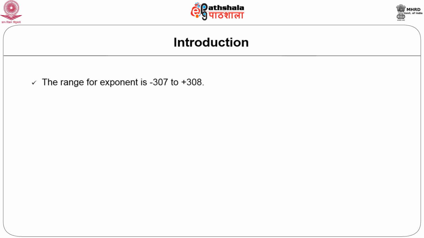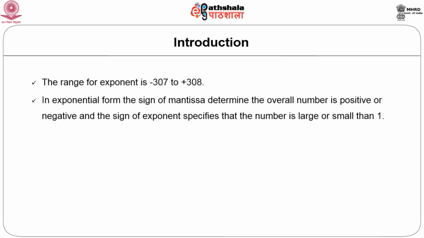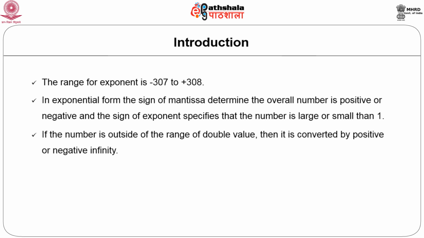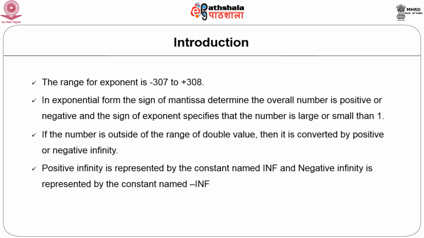The range for the exponent is minus 307 to plus 308, and the sign of the exponent and the mantissa determine whether the overall number is positive or negative. If the number is outside the double range, it will be treated as infinite, which can be positive or negative, and it is represented by the constant name INF. Negative infinity is represented by -INF, and if you divide anything by infinity, it will return 0. Let me take some examples to understand this.